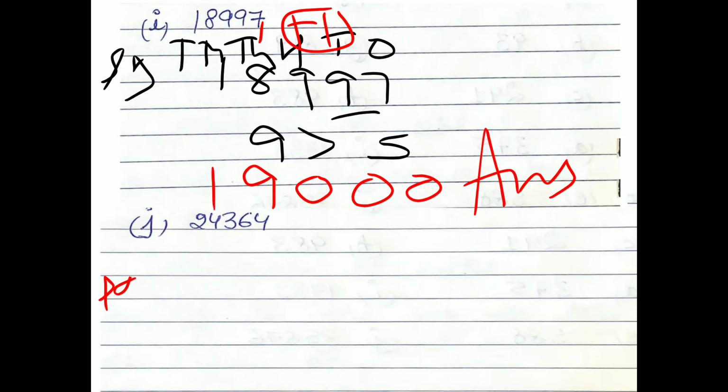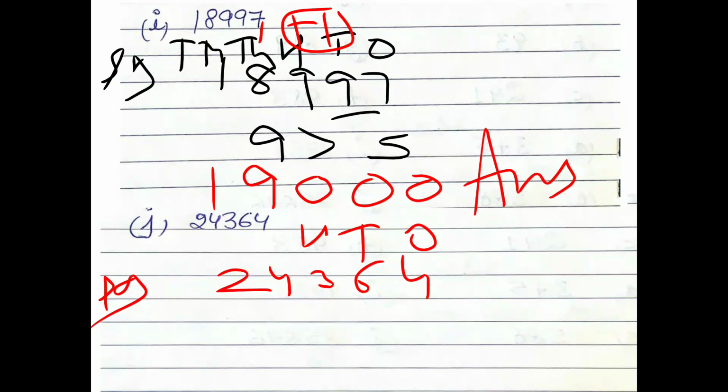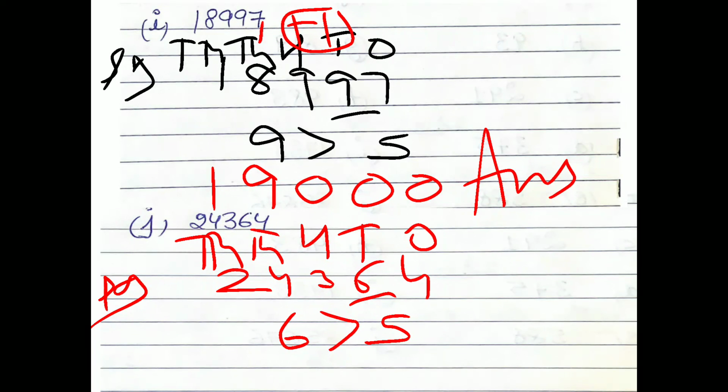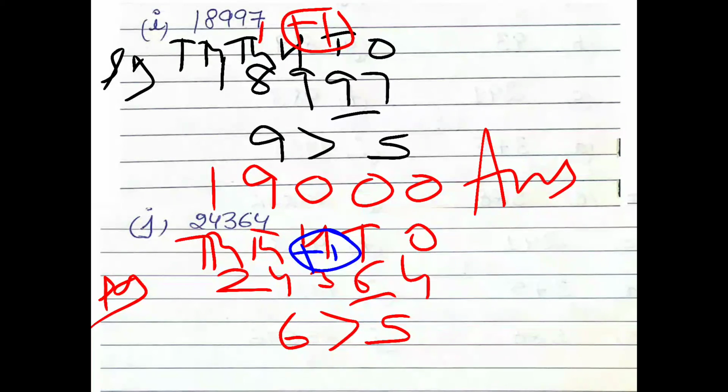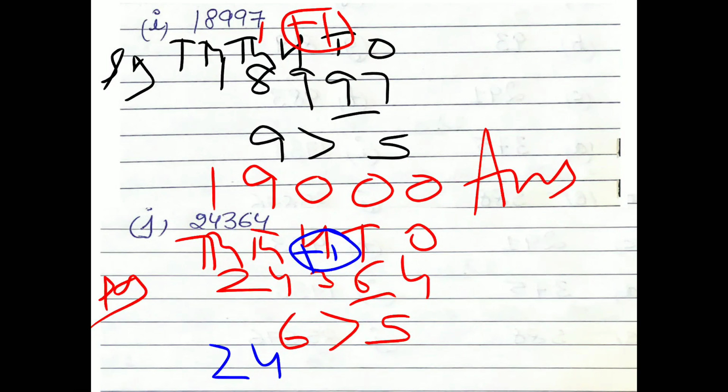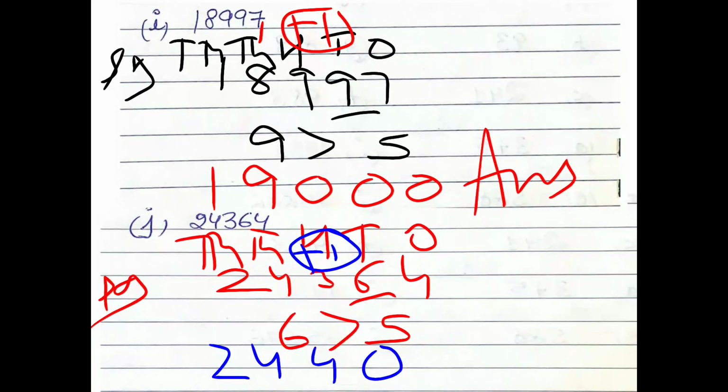Now solution J. So firstly you write 2, 4, 3, 6, 4. Above it write down ones, tens, hundreds, thousands, ten thousands. Tens place you compare with 5. Your number is greater. So what do you do? You will add 1 on the hundreds place. So 24 will come as it is. 3 plus 1 is 4. And from the underlined digits, all digits become 0, 0.